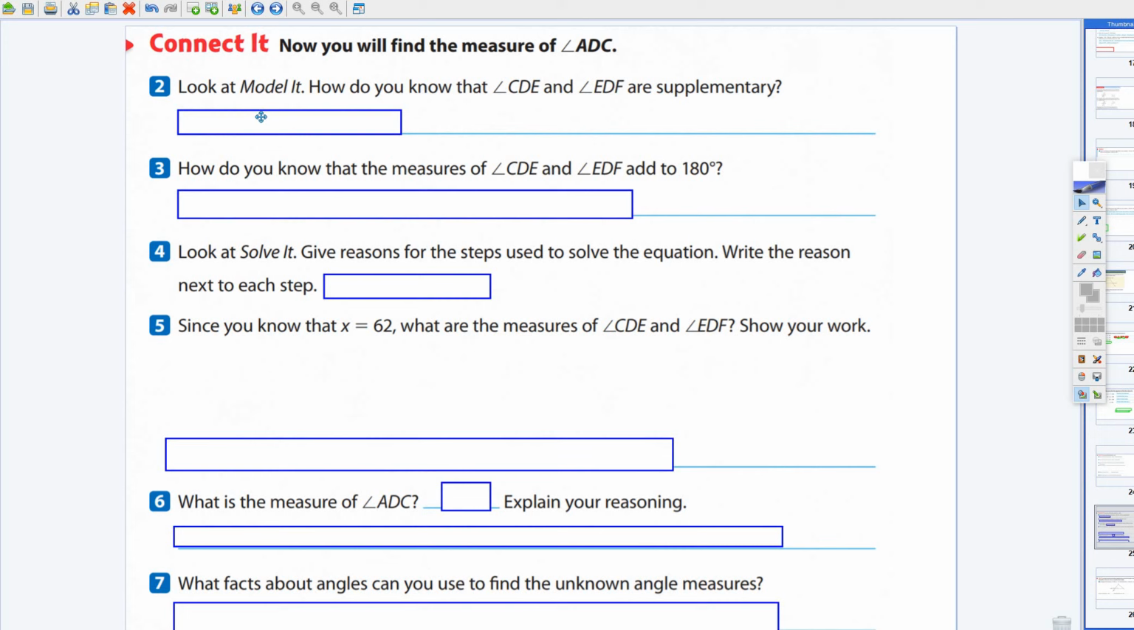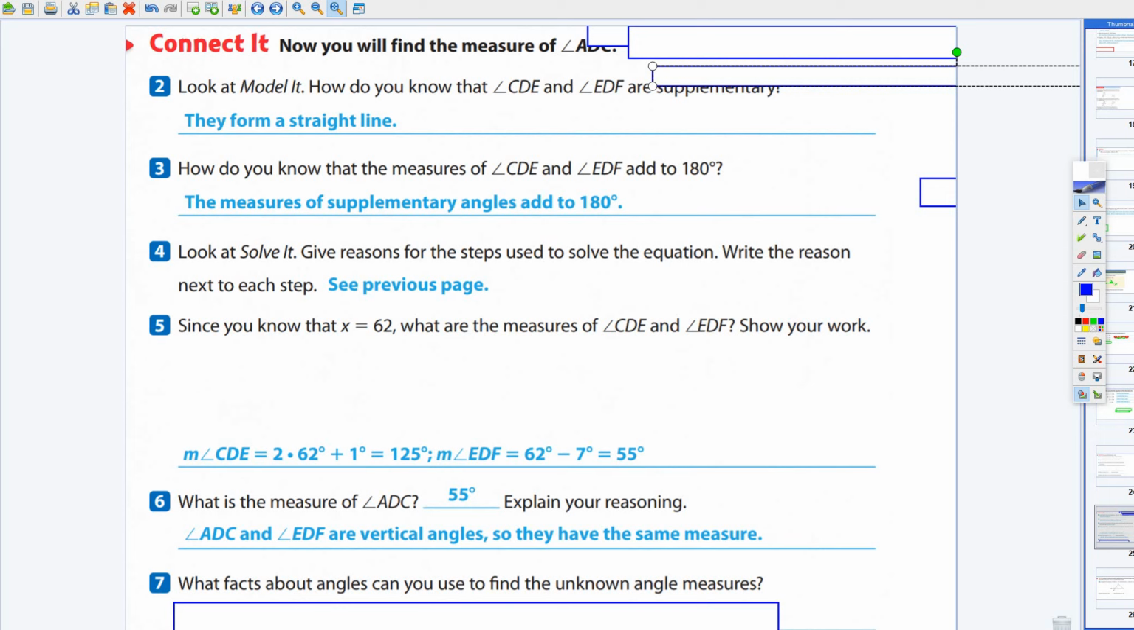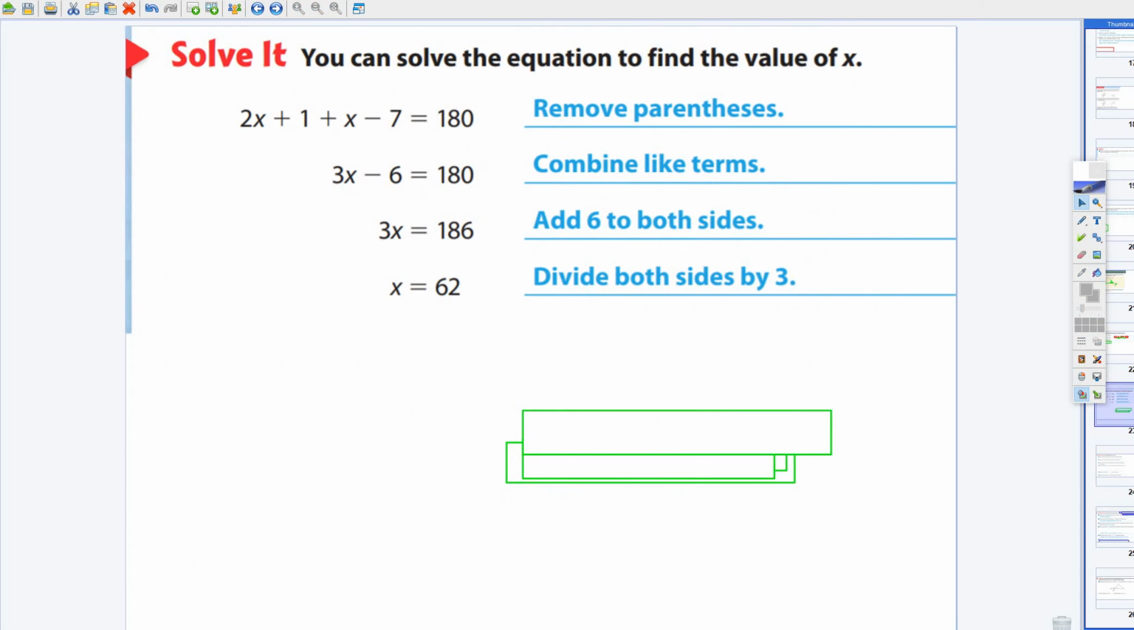Question 2. They form a straight line. Angle CDE and EDF are supplementary because they form a straight line. When you go back in this video, you'll see that they form a straight line. Let's go back. These two angles form a straight line. Okay, so here's the answers to question 4. We did that.